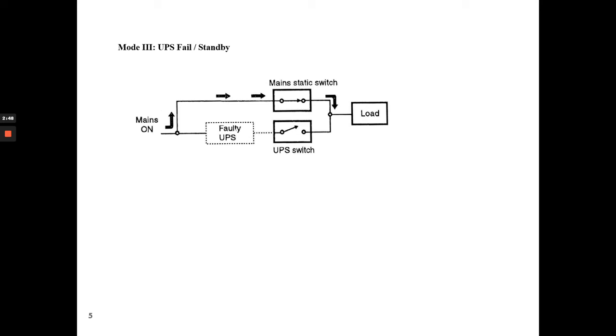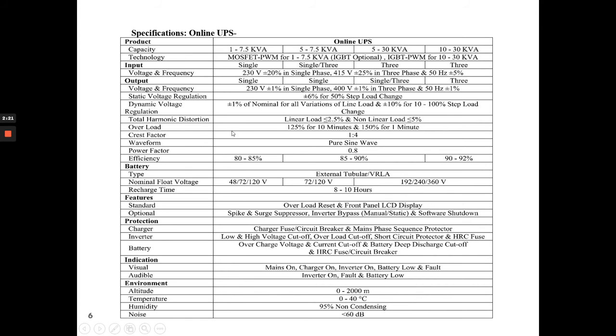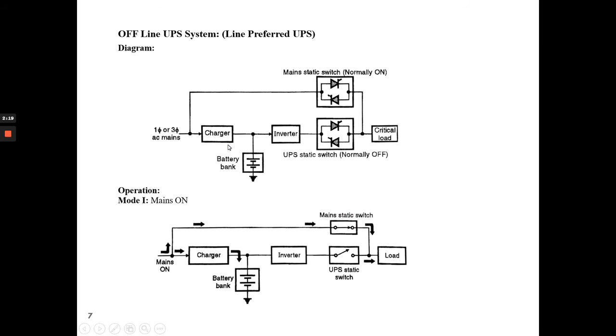If UPS fails, due to some reason, then the normally off main static switch is turned on to connect the mains to the load, bypassing the UPS system. The UPS static switch automatically turns off and disconnects the load from the UPS. The transfer of load from UPS to mains takes place within 1/4 cycle period with no phase change. These are the specifications of online UPS.